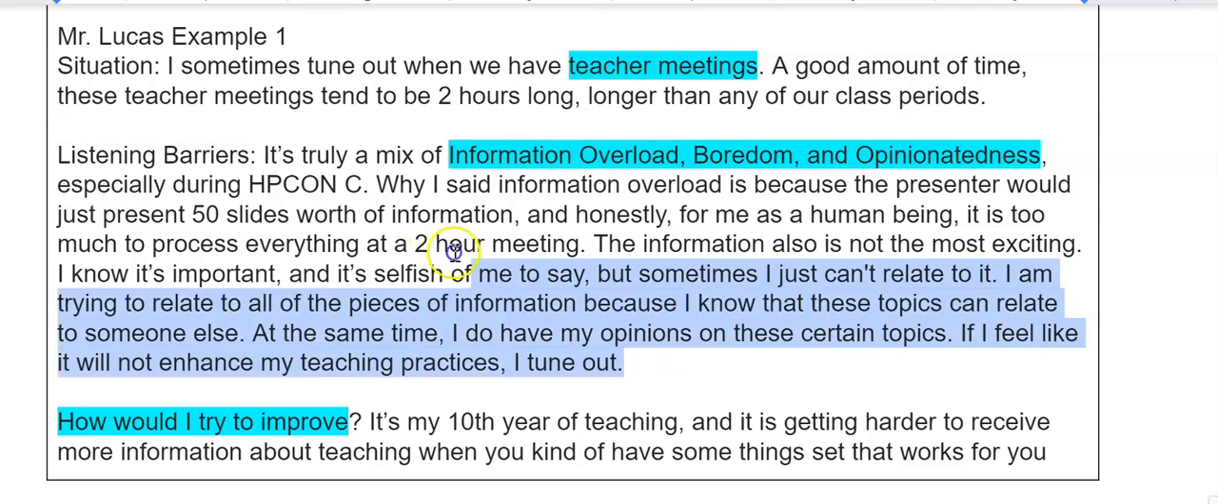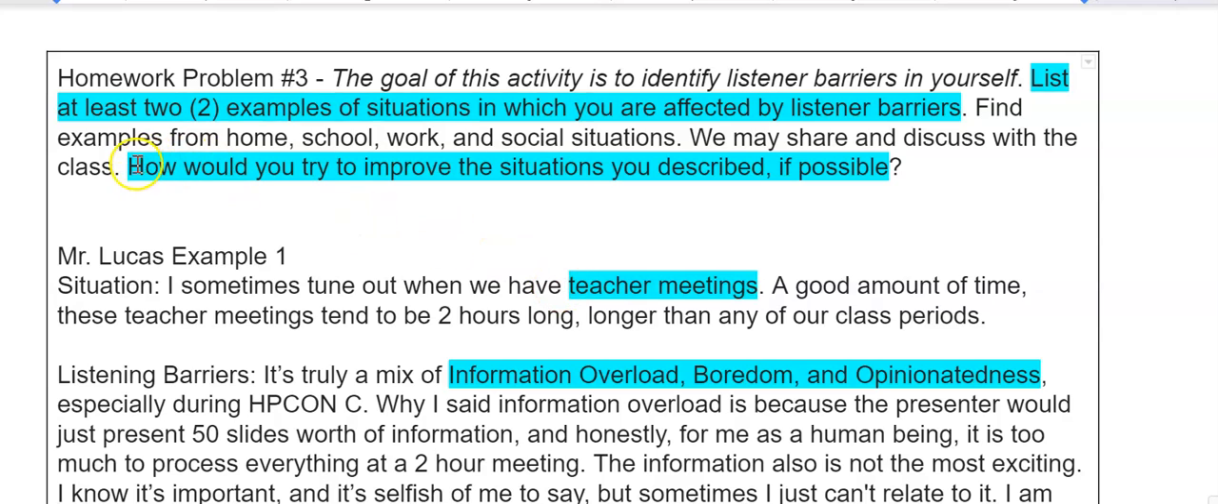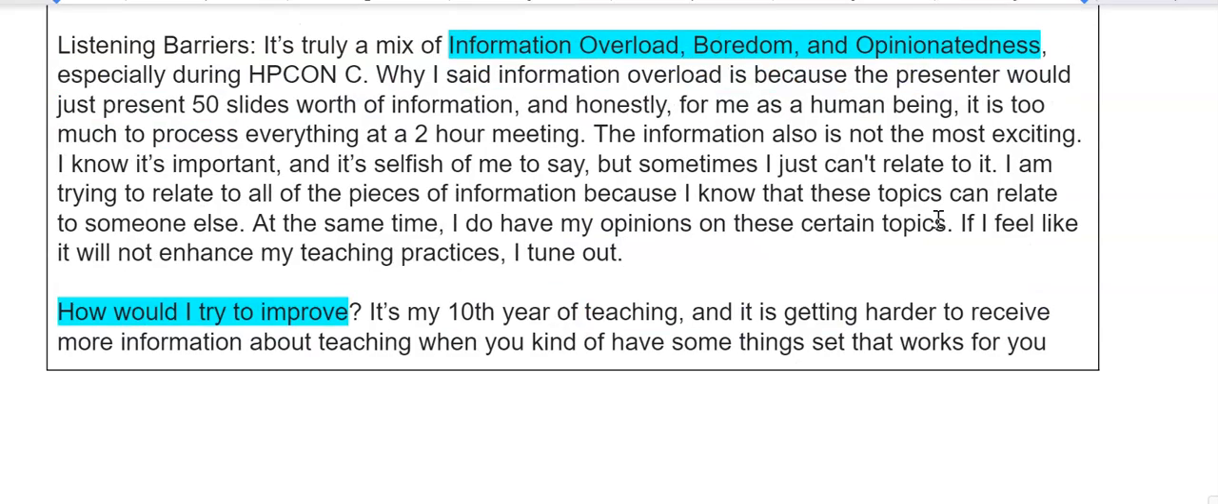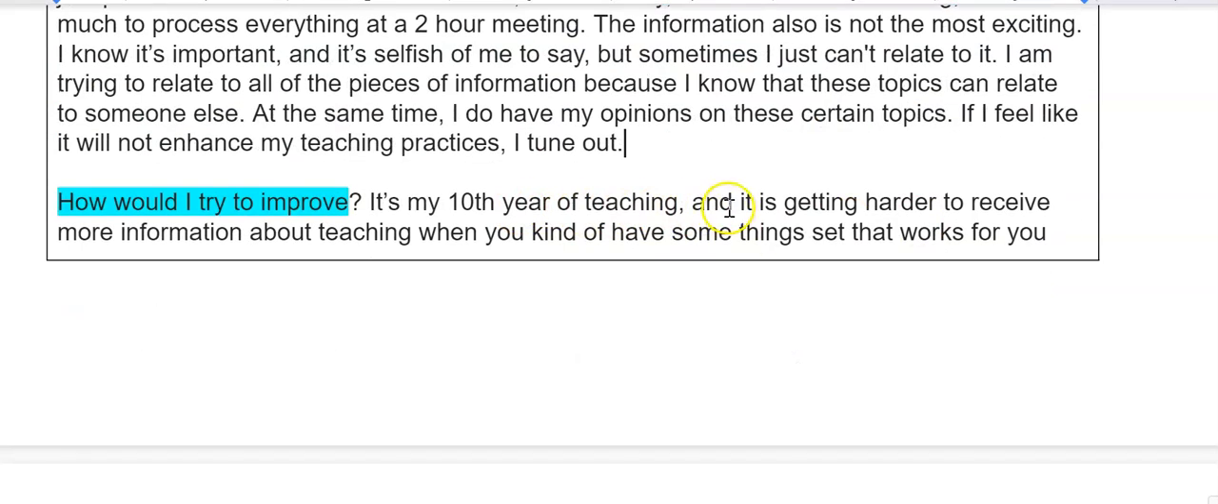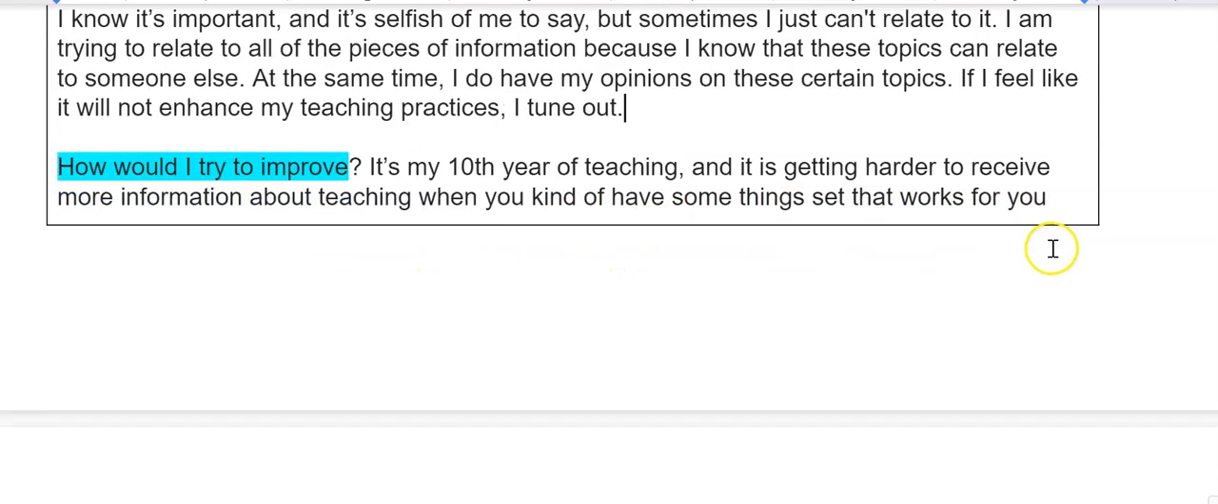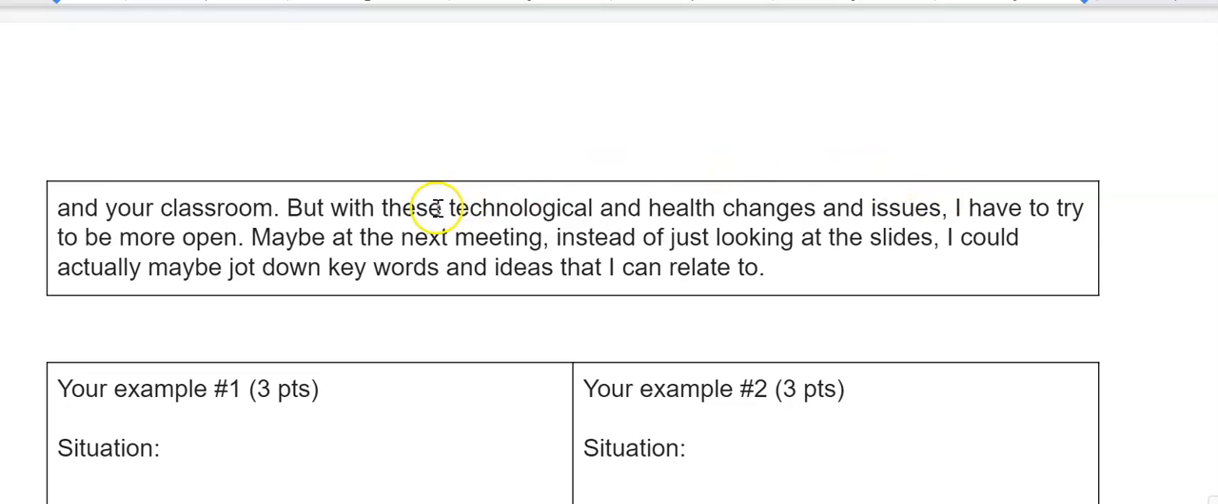Okay, so this is some sort of deep feelings over here, but yes, you'll have your moments of your listening barriers and your complaints and stuff like that. But the final question is, how would you try to improve the situation you described, if possible? So for me, I said, it's my 10th year teaching, and it's getting harder to receive more information about teaching when you have something set that works for you in your classroom. But with these technological and health changes and issues, I have to try to be more open. And I have been, especially with trying to incorporate Google Classroom and a lot of other things that I'm not used to yet.